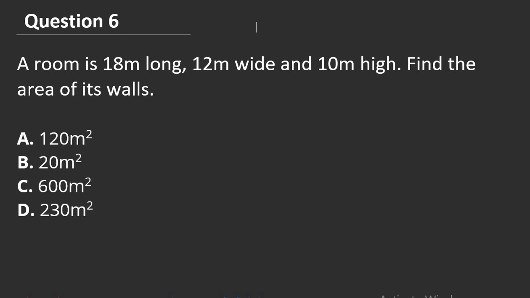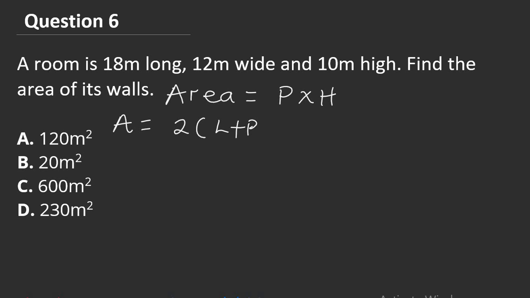Question number 6 here says, a room is 8 meters long, 12 meters wide, and 10 meters high. Find the area of its walls. Of course, rooms usually have 4 walls. You need a formula for this. And the formula for calculating area of 4 walls is simply perimeter times height. Okay? The walls in a room are usually rectangular. So perimeter of a rectangle is 2 brackets, length plus breadth, is the formula for calculating perimeter of a rectangle. And then you have the height.